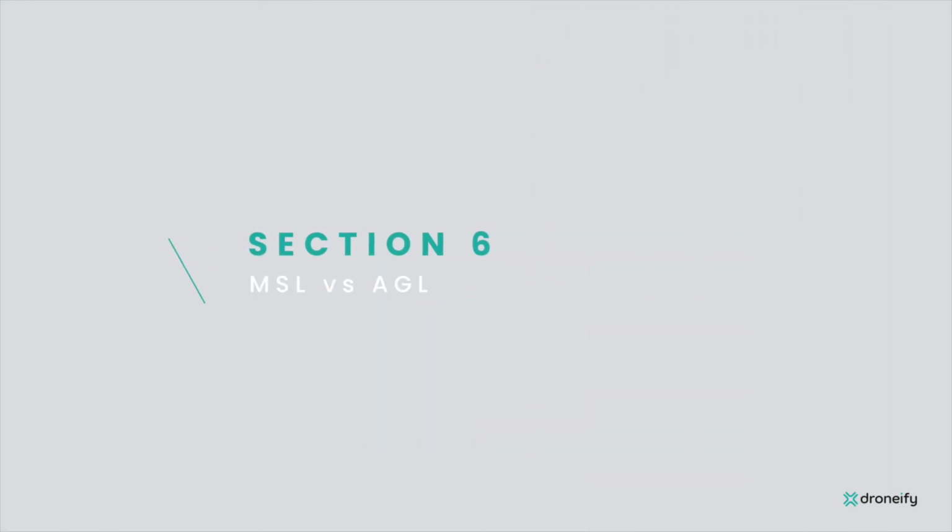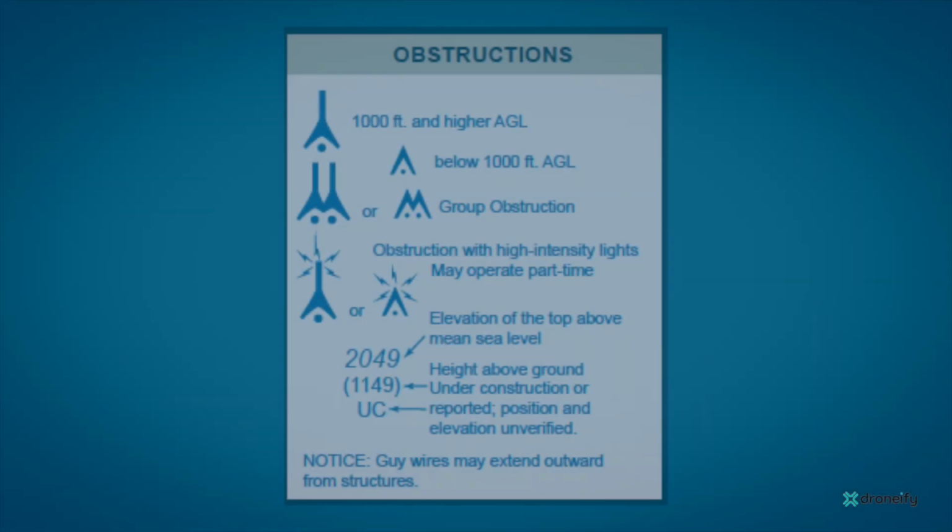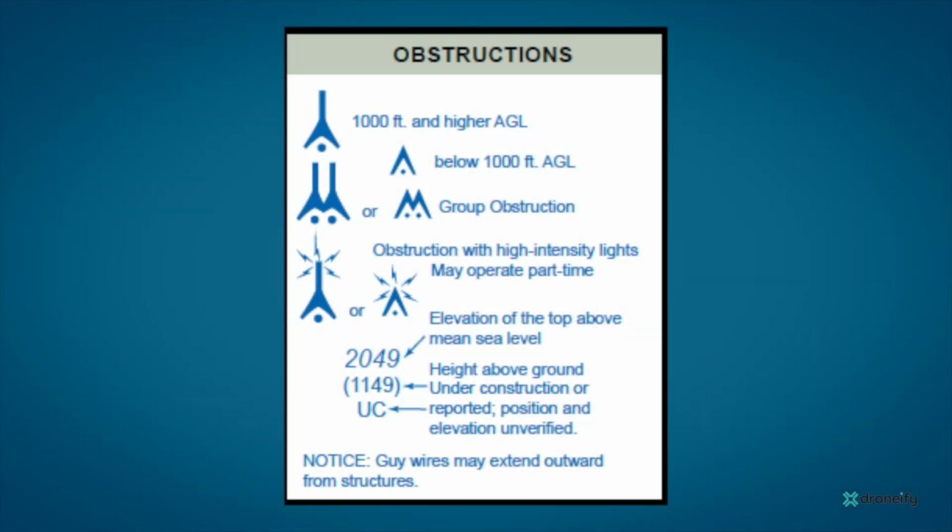FAA Part 107 regulations require drone pilots to understand the difference between mean sea level, MSL, and above ground level, AGL, which are two altitude references used in aviation. MSL refers to the height of a location above mean sea level, which is the average level of the ocean's surface at a given location over a period of time. MSL is typically used as a reference for setting altimeter settings and navigating in the airspace.